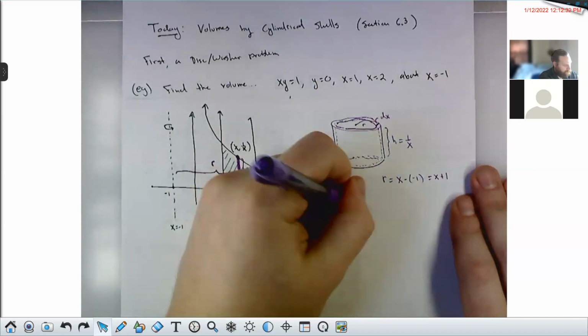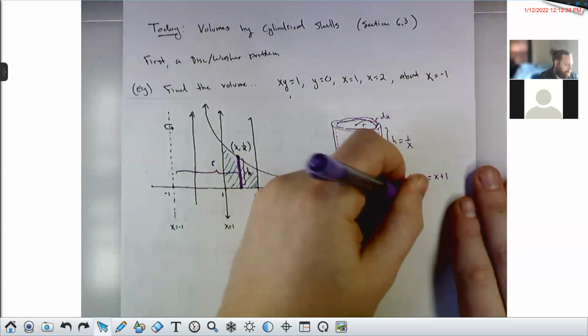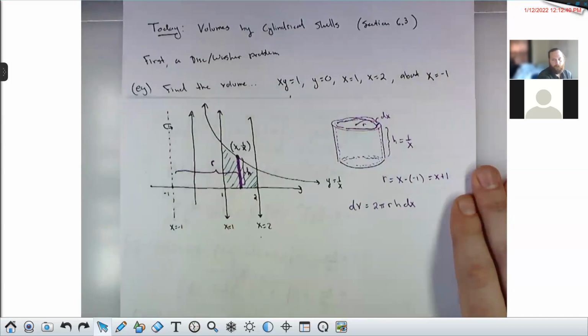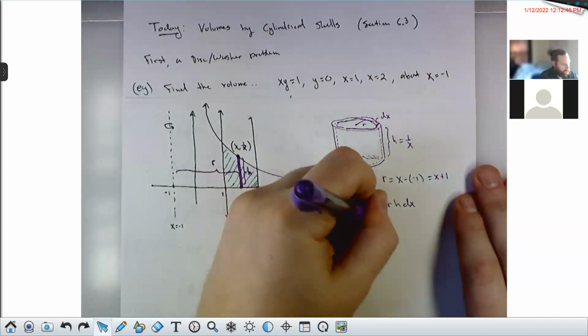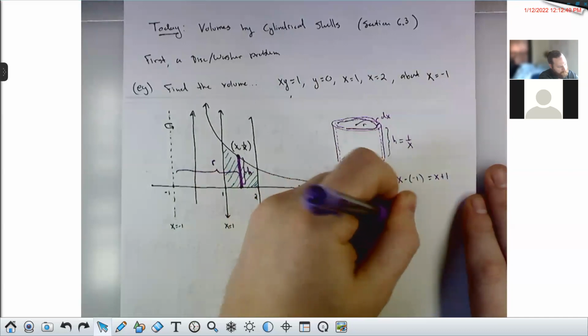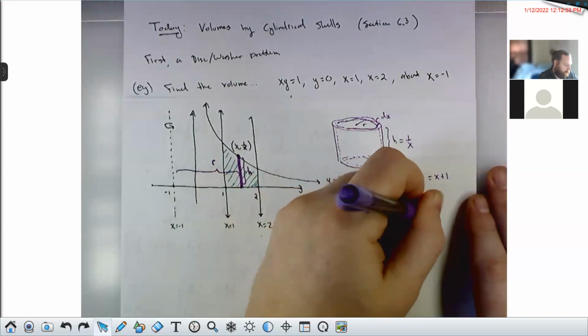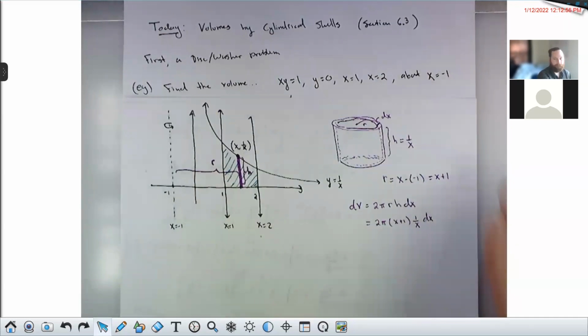And then following the work we just did, the volume of that shell is 2 pi times the radius times the height times the differential thickness, 2 pi r h dx, which is 2 pi times r is x plus 1, h is 1 over x, dx is dx.